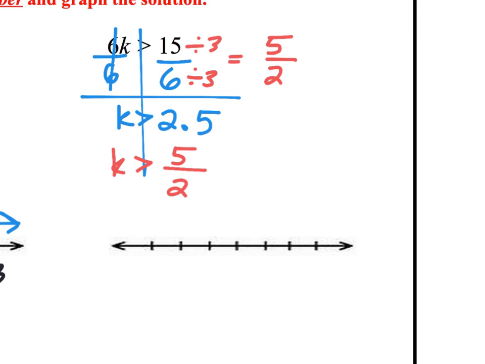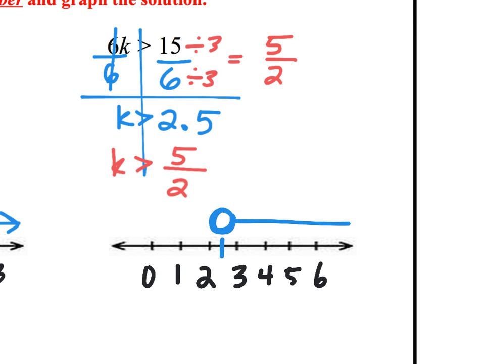So let's put in the middle, we're going to put 2, 3, 4, 5, 6. 2.5 should go right there. It's an open circle. k values are greater than.